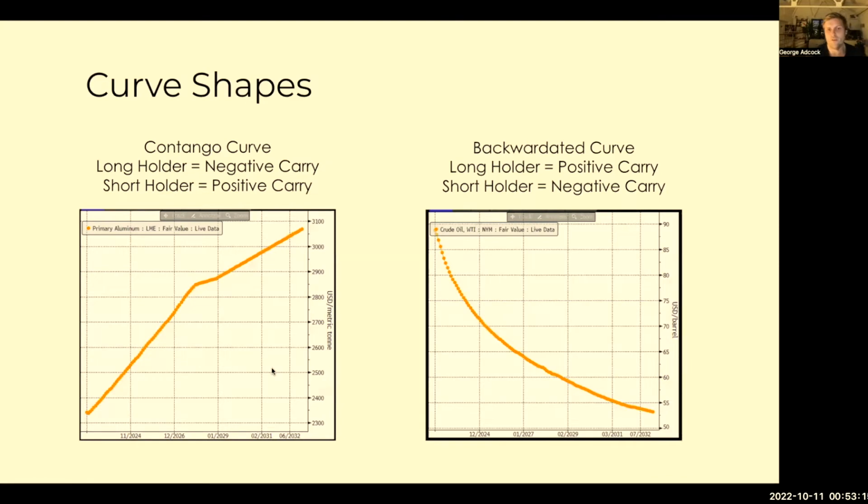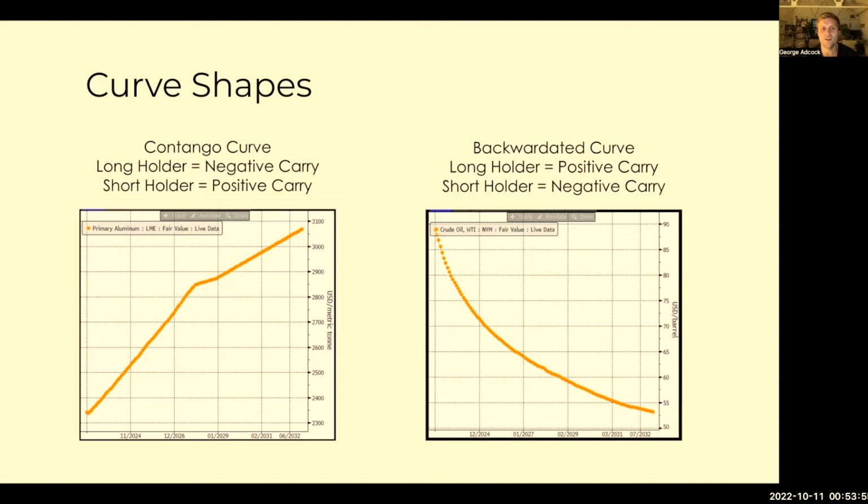Okay, so what does this look like in real life? I've taken a couple of examples here. On the left is the price for aluminium at the London Metals Exchange, and on the right is the price for WTI oil. I think this one's at NYMEX, which is out in the States. The x-axis represents the dates, and the y-axis represents the price. What you can see is that, for aluminium, as you go into the future, it's more expensive, and today is cheaper.